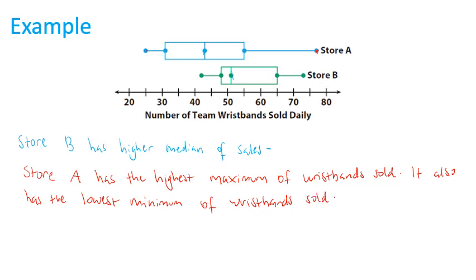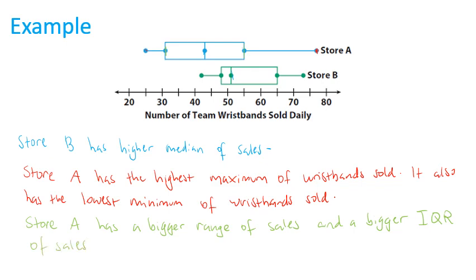This also indicates to me that it's got a bigger range. So the range, remember, is the maximum minus the minimum. So store A has a bigger range of sales, and if we also look at the interquartile range, it's bigger than the one for store B, and a bigger interquartile range of sales.